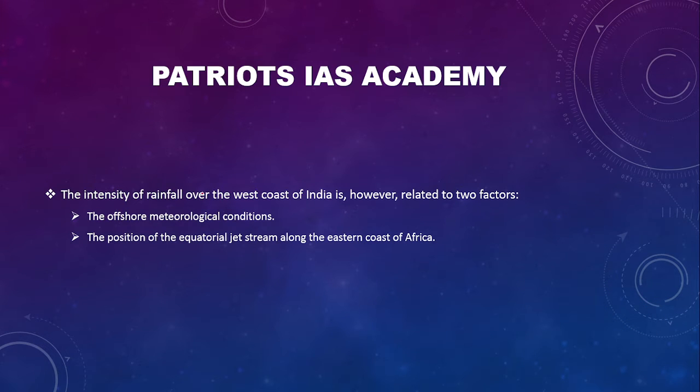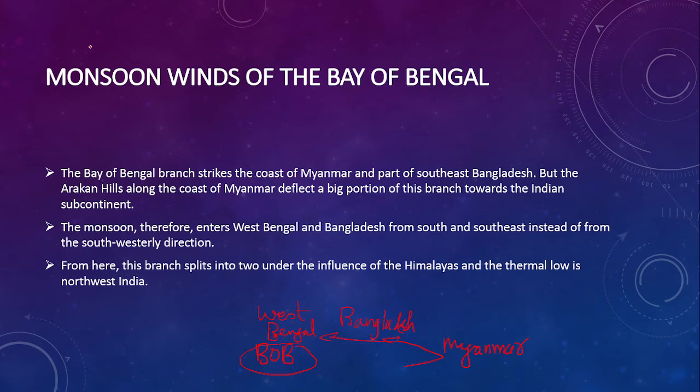The intensity over the west coast of India is, however, related to two factors: the offshore meteorological conditions, and the position of the equatorial jet stream along the eastern coast of Africa. Monsoon winds of the Bay of Bengal.